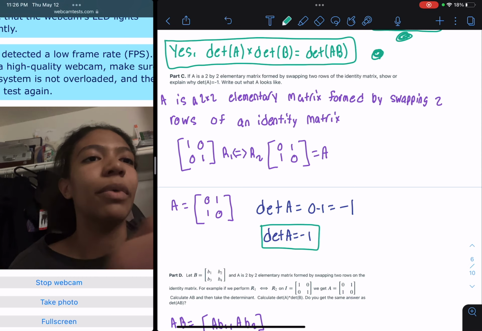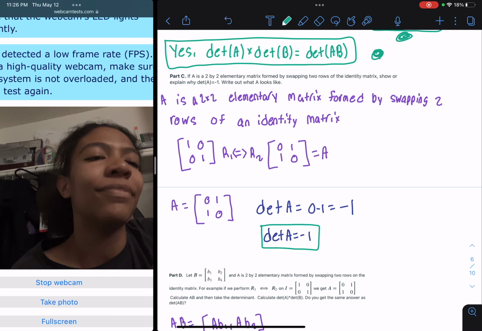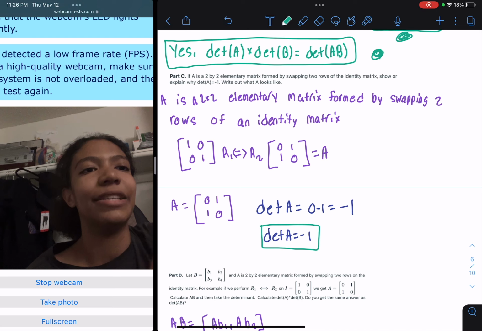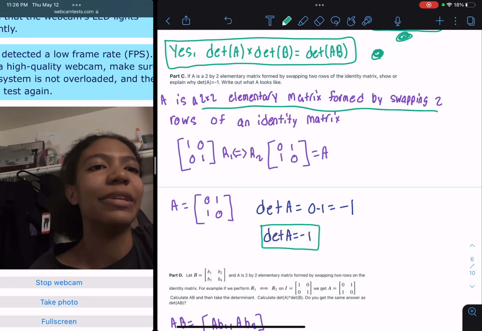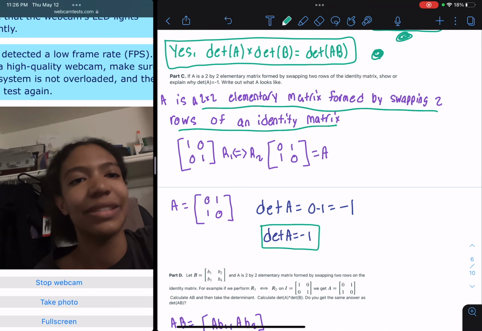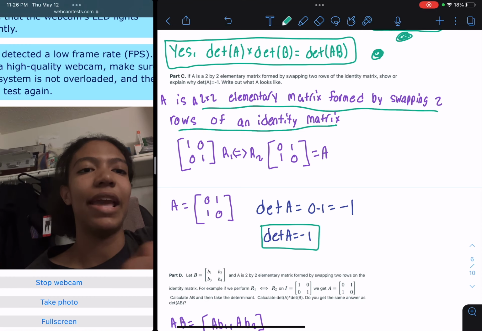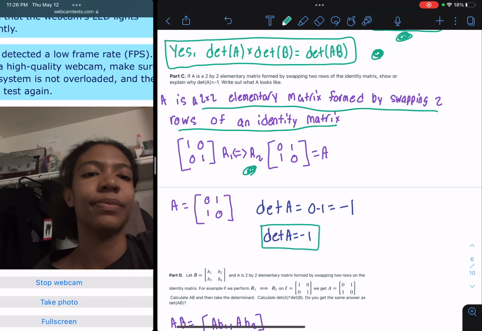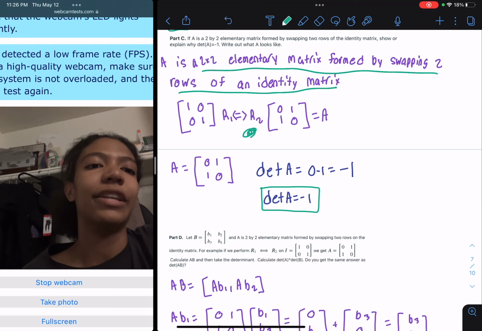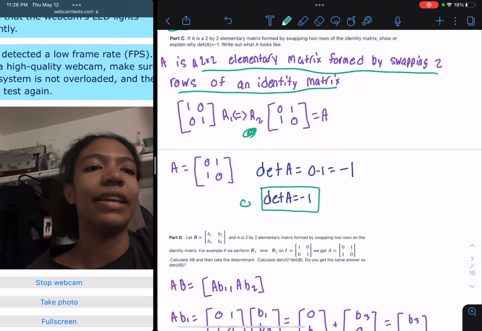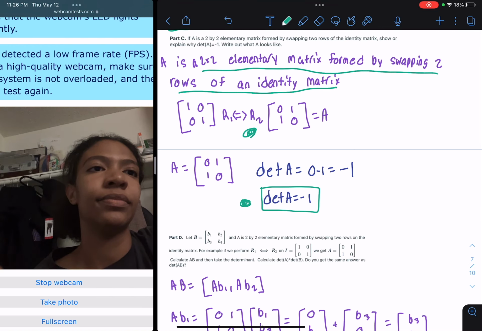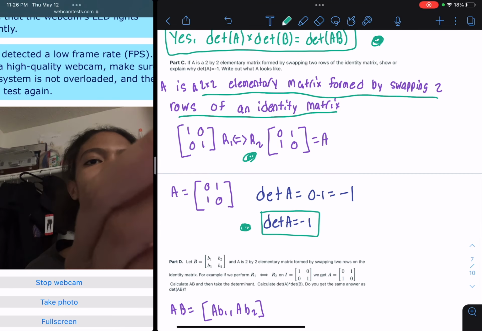Alright, and then for part C, it says that A is a 2 by 2 elementary matrix formed by swapping two rows of the identity matrix. So I found A by swapping the two rows. And then you got the determinant of A is -1, which is what we had to show.